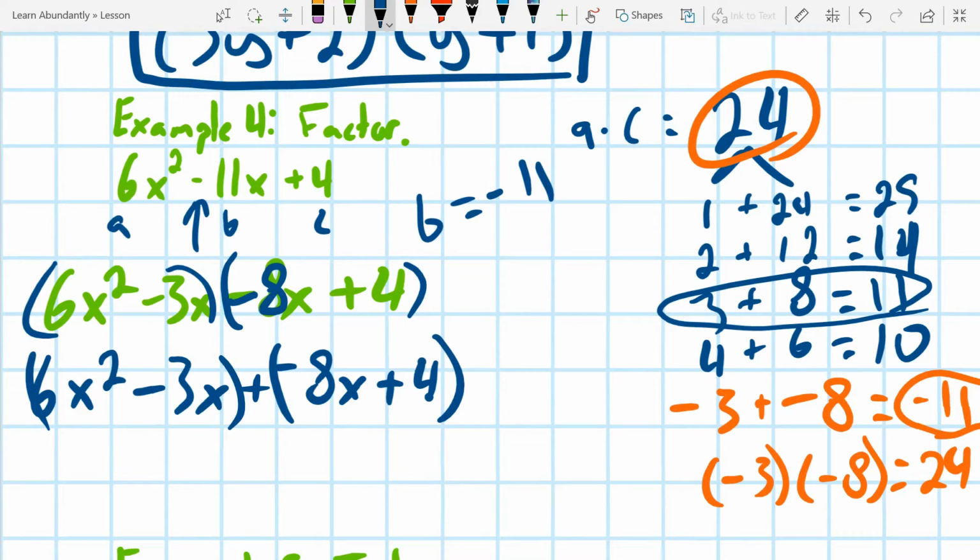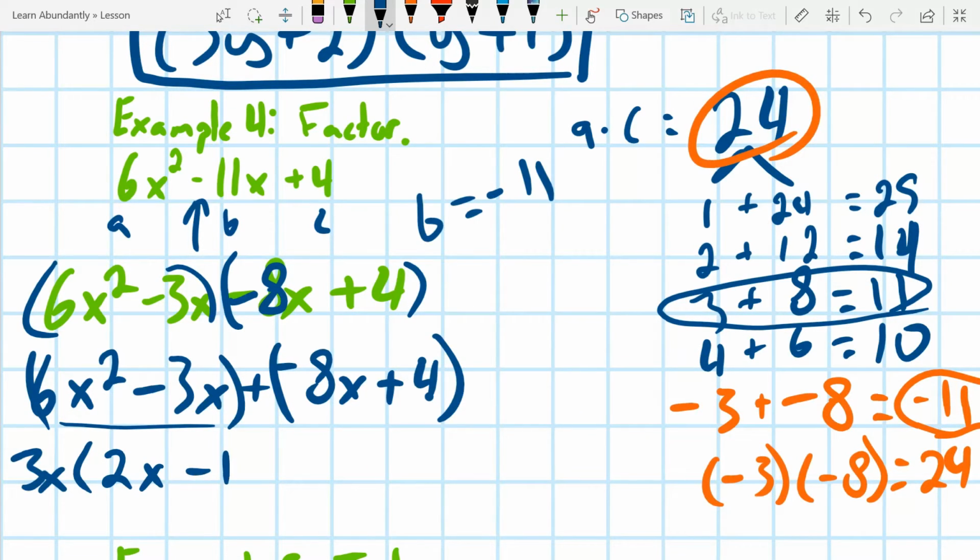Now we can actually start pulling out factors. And so when I pull out of the first one, it looks like we can do a 3x out of both of them. And that leaves me with 2x minus 1. Now, remember, we want to try to match this. So we want the next one to also be 2x minus 1. That's what we want. And so the question is, what would we have to take out to go from this to this? Well, we'd be tempted to take out a 4.